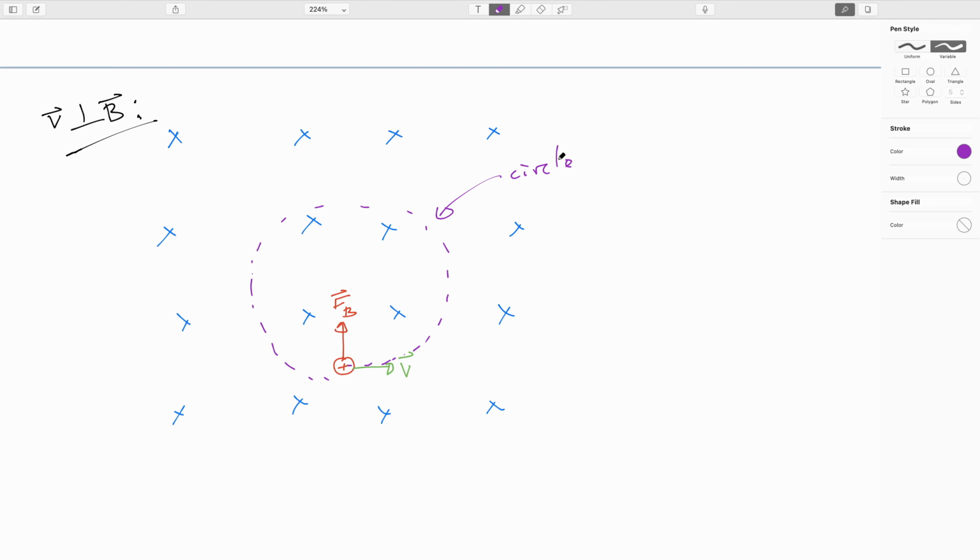So just a real quick question to ask yourself here is, can we come up with an expression for how much work the magnetic force did as our particle moved around this one complete orbit of the circle? Go ahead, pause the video, and get back with me.